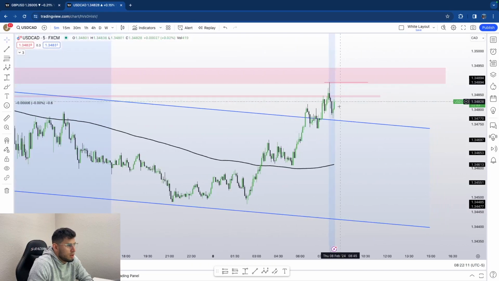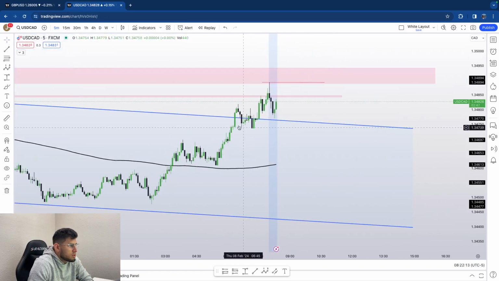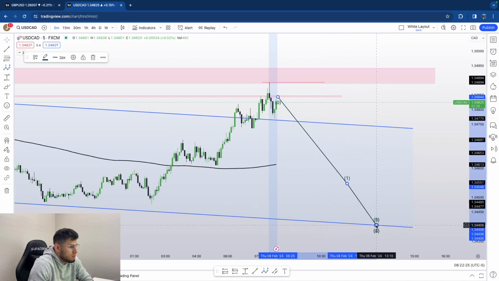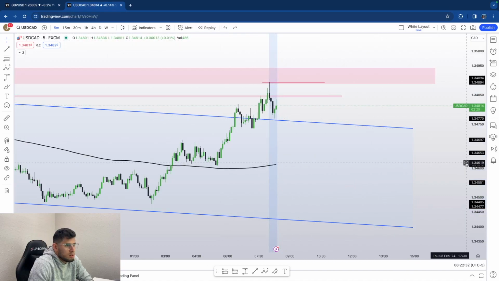Rejected a minor break of structure. See, higher high, higher low, higher high, higher low, higher high, lower low. Potentially this could be a lower low right there, and then rejects down. Okay, and that would literally be like a little mini heads and shoulders.